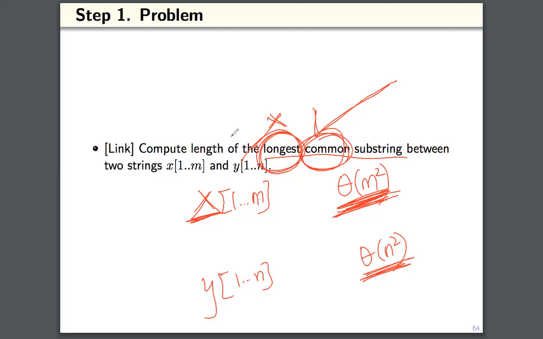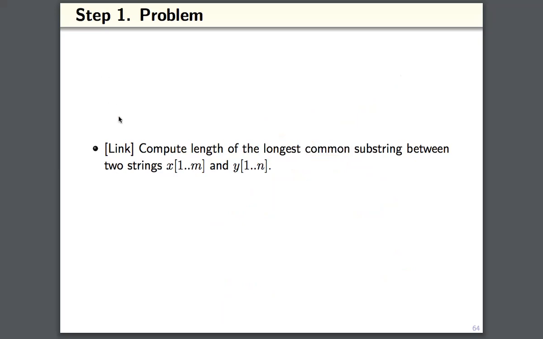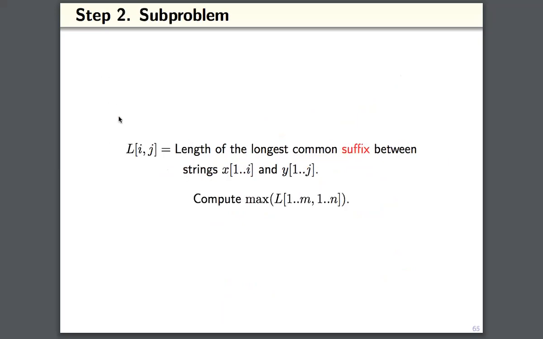Okay, so is there a faster way to solve this problem? So let's follow this style. Subproblem. What is a subproblem? Let's consider this as the subproblem. L of i, j is the length of the longest common suffix between the first i characters of the first string and the first j characters of the second string.